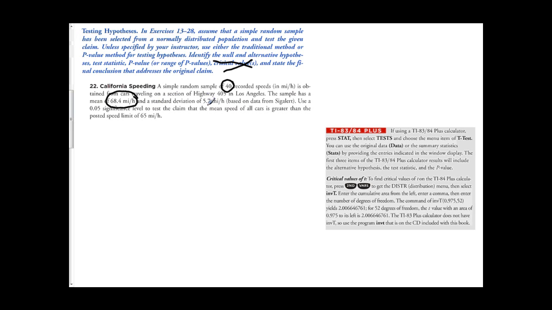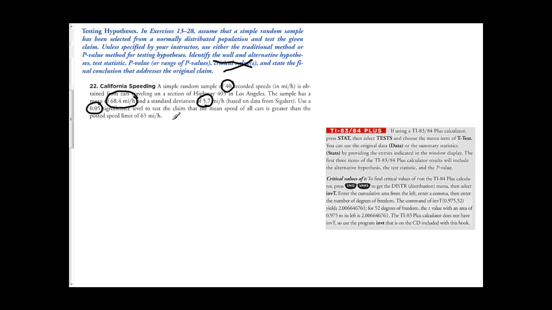Notice they're still referring to the sample. So this 5.7 is not the population standard deviation sigma, but the sample standard deviation s. It says use a 0.05 significance level to test the claim that the mean speed of all cars is greater than the posted 65 miles per hour. Okay, so what we're going to do here is identify everything, and then we're going to put all this information into the TI-83, all right?